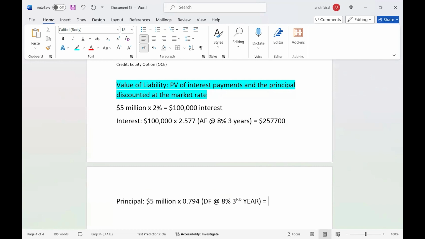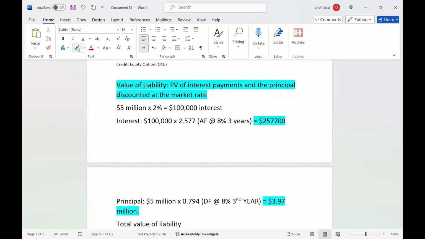Okay. So this will give me 5 million multiplied by 0.794. I'll get 3.97 million over there. So to find out the total value of the liability, I just need to add up both of them, right? So this is 3.97 million, and the other one is 257,700. So if you add them up, the total value of liability will be the sum of both these things: 3.97 million, and then you also have your 257,700.